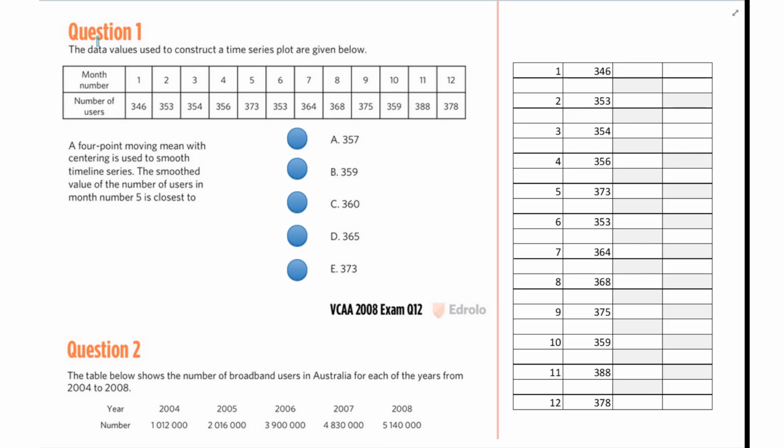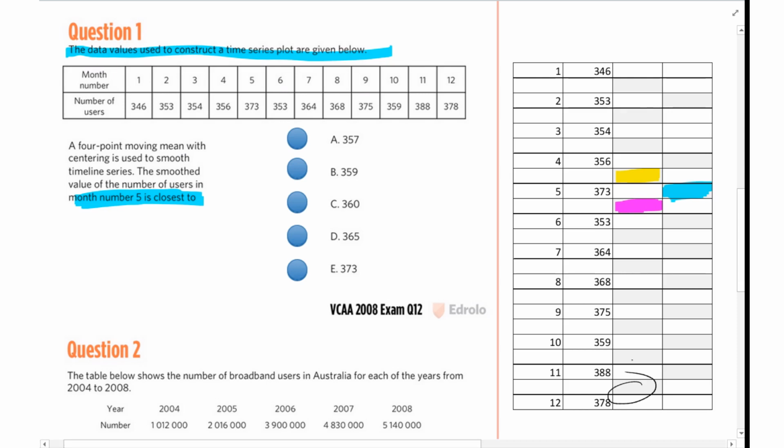When I was trying to go through it again for myself, I found it hard to visualize which numbers I needed. All I need to look for here is month number 5, which is this value here. To calculate that value, I need this one and this one. I don't need anything else, I don't need this or that. All I need is this and this to give me this.